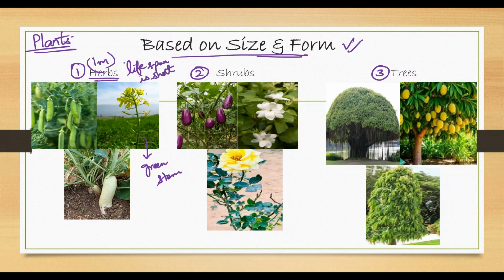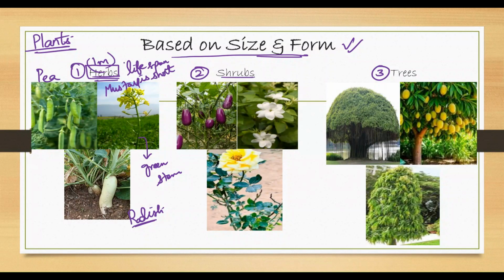So what are herbs? All those plants which grow to a height of 1 meter, whose lifespan is very short and which have a green stem, were grouped together under one group and placed as herbs. Okay, examples include pea plant, mustard. Can you see the yellow flowers? Mustard and radish. Okay, they are herbs.